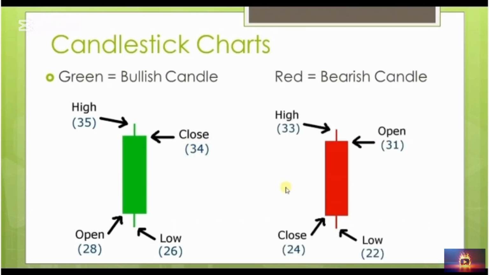For a bearish candlestick, it will be represented by a red candlestick, and in the case of a bearish candlestick, the top of the candle will show you the opening price, and the bottom of the candle will show you the closing price. So you can see how the opening and closing prices on bullish and bearish candlesticks are represented in opposite ways. For candlestick charts, you have to take note that the color of the candle is important.